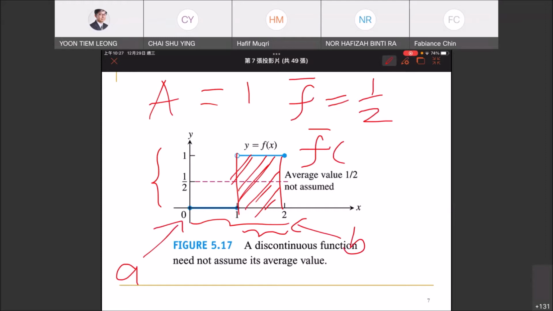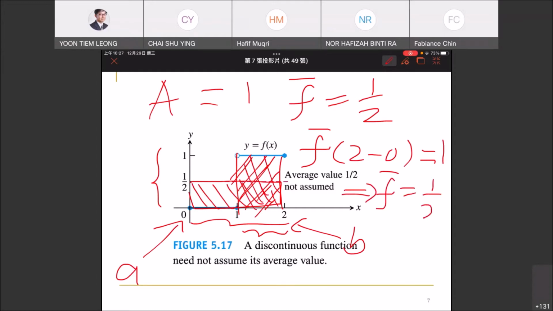So the area defined by the average of the function, which is this one, should be just f bar times 2 minus 0. So this defines the area of the average for x between 0 and 2, and the definition requires the area of f bar to equal the area of the function from 0 to 2, and the area from 0 to 2 is equal to 1. So here the average of the function is supposed to be half.